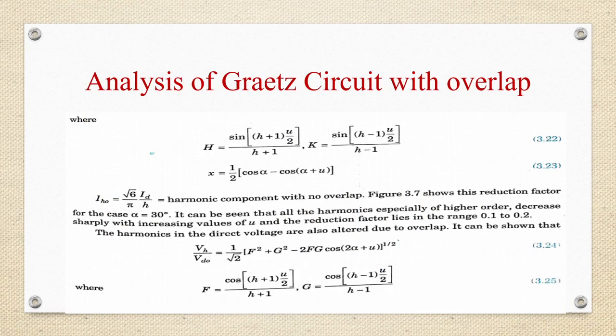So it can be shown that VH by VD0 is 1 by root 2 into f square plus g square minus 2fg cos 2 alpha plus u whole to the power half, where f is equal to cos of h plus 1 u by 2 by h plus 1 and g is equal to cos of h minus 1 u by 2 by h minus 1.